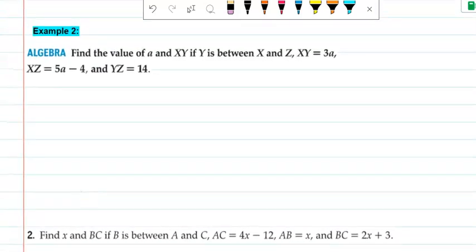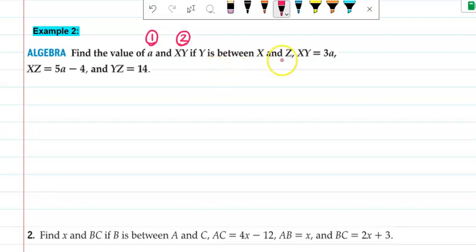Sometimes we might not be given the actual picture, so we definitely want to draw ourselves a picture. Do not be a stickler and try to draw this to scale. We can't possibly draw it to scale because we don't know the lengths. So it says find the value of A and XY. So notice, part 1, we need to find A. Part 2, we need to find XY. So we can't forget to find XY at the end. We always have to reread the question and make sure we're done.